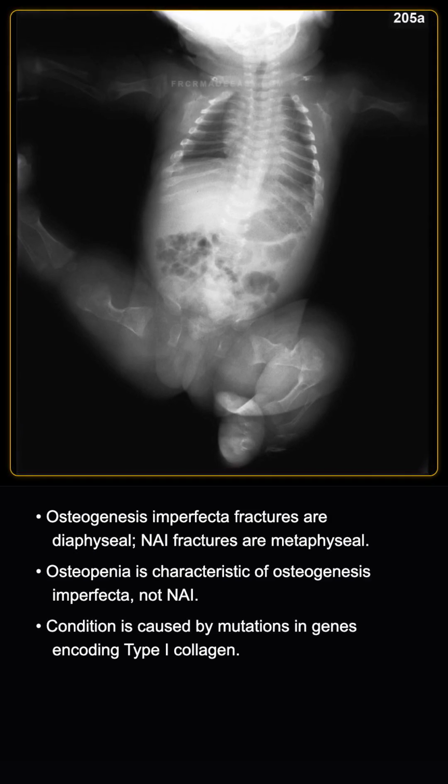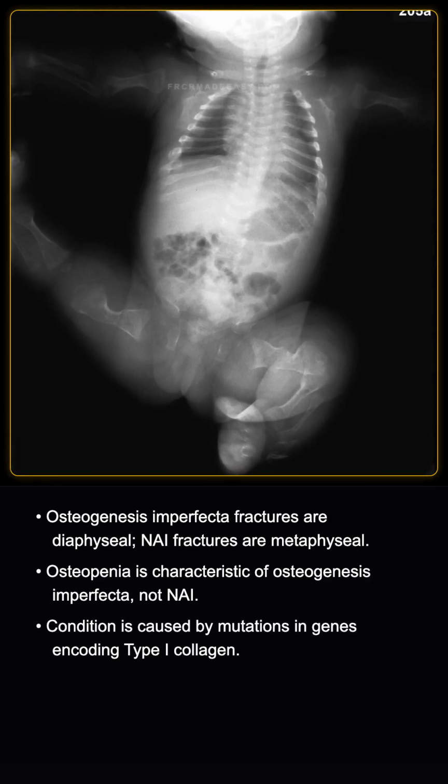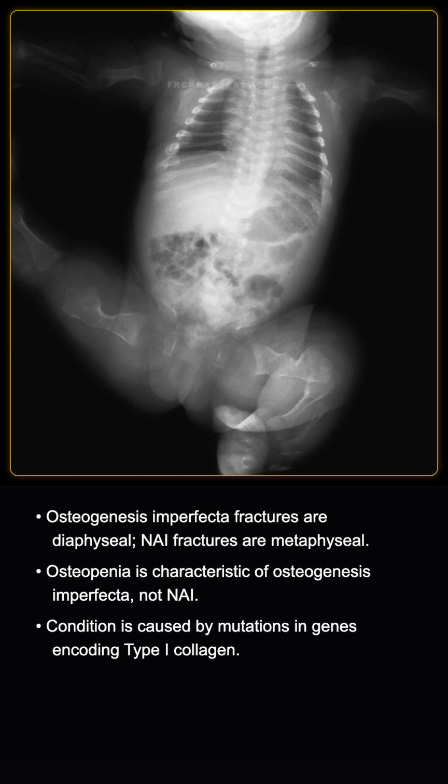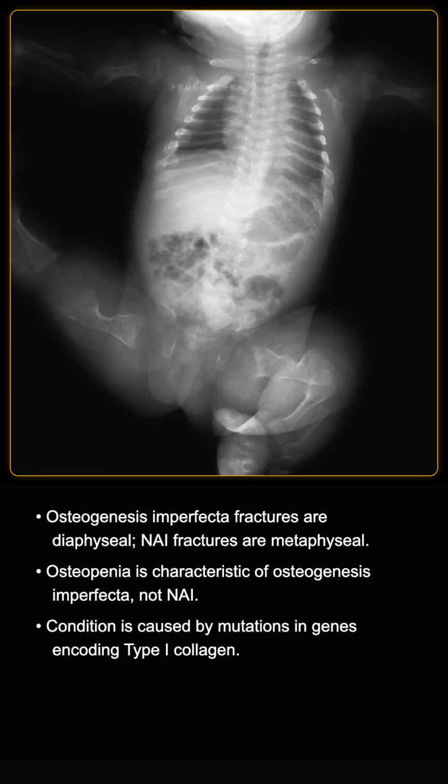Pathophysiologically, osteogenesis imperfecta is a congenital connective tissue disorder caused by mutations in the genes encoding type 1 collagen. This leads to structurally abnormal collagen synthesis, compromising the integrity of the osteoid and resulting in severe bone fragility.